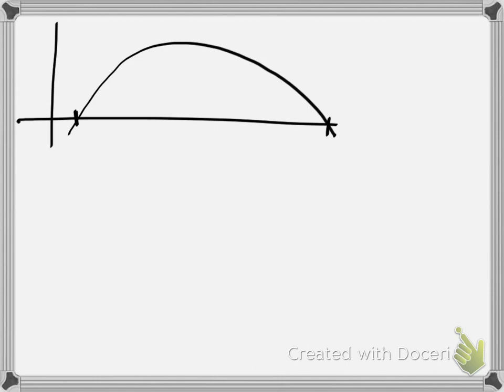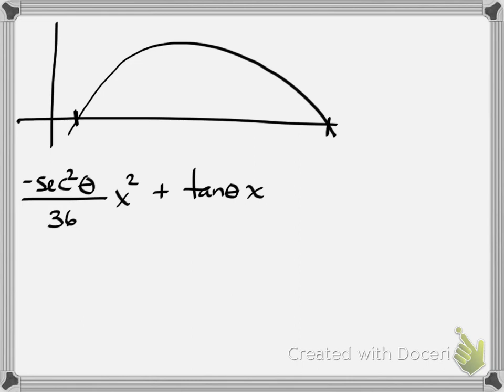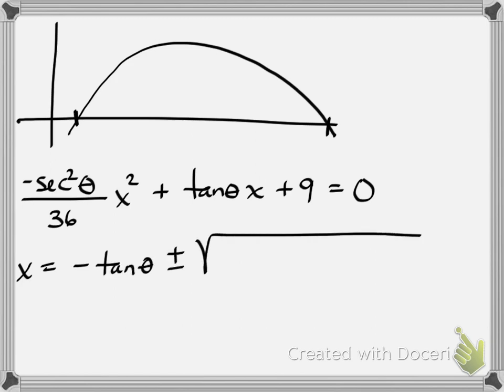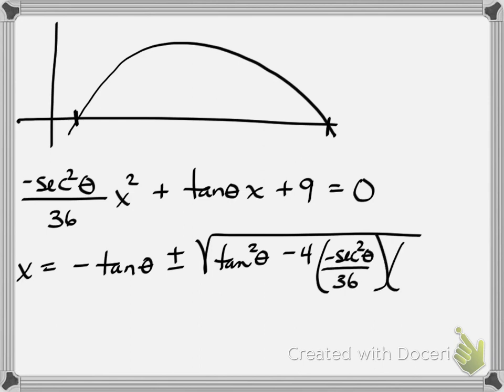So we have this kind of horrible quadratic. That's A. Tangent of theta is B. And 9 is C. So we'll do quadratic formula. X is negative B plus or minus the square root of B squared minus 4ac, all over 2a.